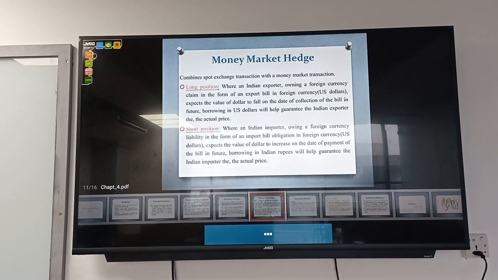In contrast, if we are talking about the short position, where an Indian importer owning a foreign currency liability in the form of an import bill obligation in foreign currency expects that the value of dollar will increase on the date of payment of the bill in future, borrowing in Indian rupee will help guarantee the Indian importer the actual price.